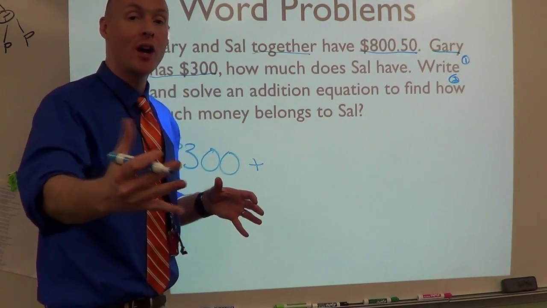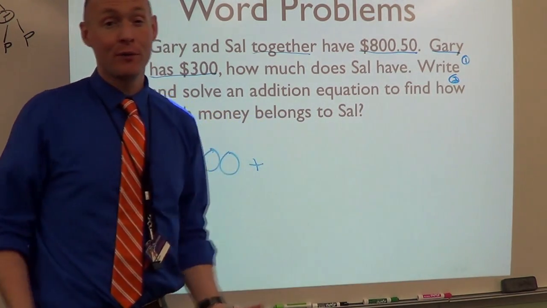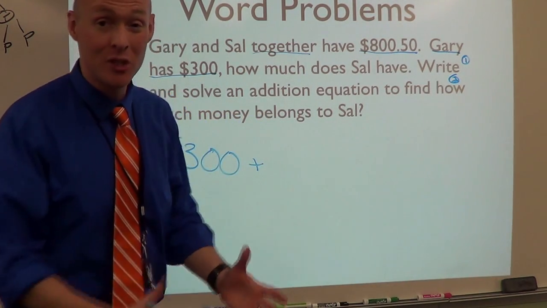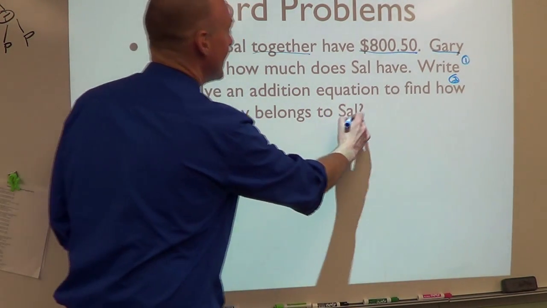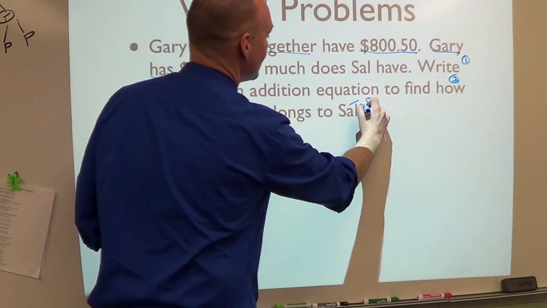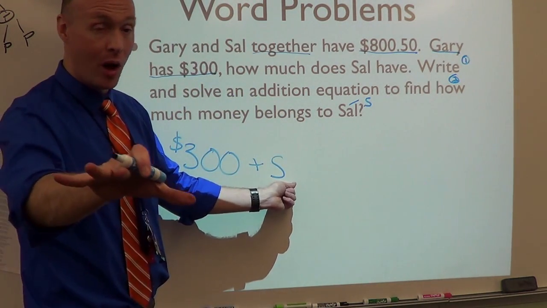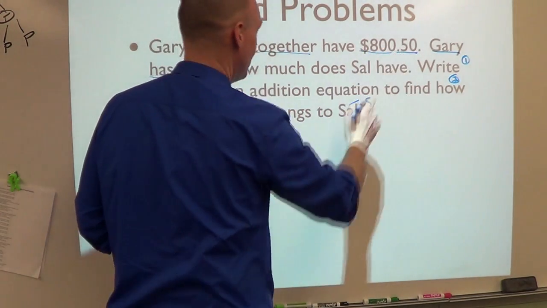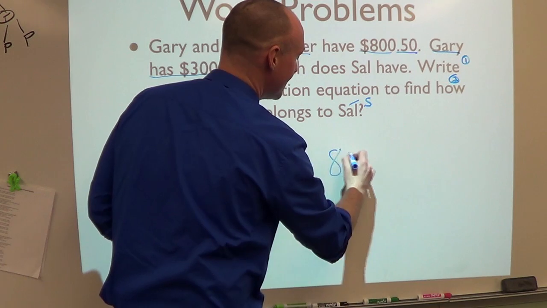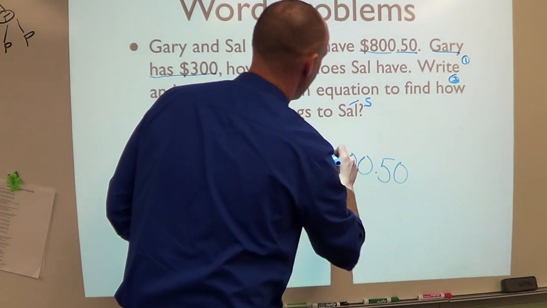And what do we do with an unknown? We add a variable. Now, for a variable for Sal, I'm going to be boring. I'm just going to call him S. For Sal. Sal is going to be represented with an S. So 300 plus what Sal has, or we'll call S, equals $800.50. Perfect.